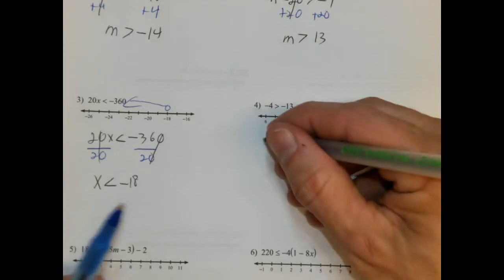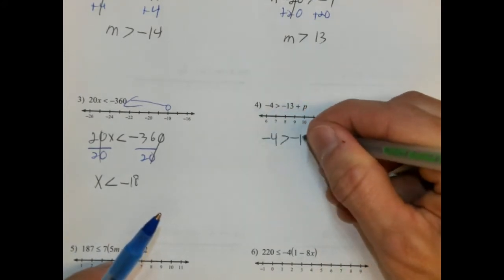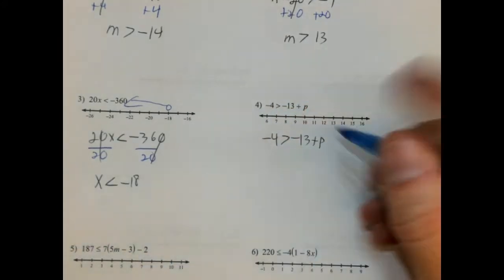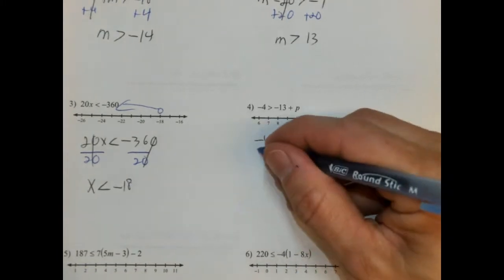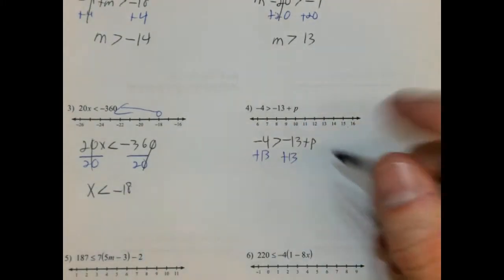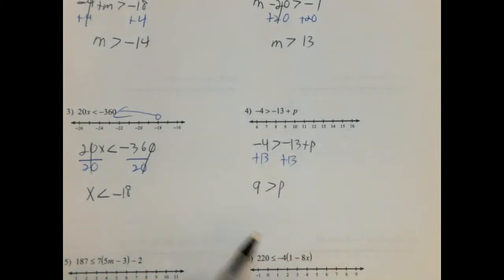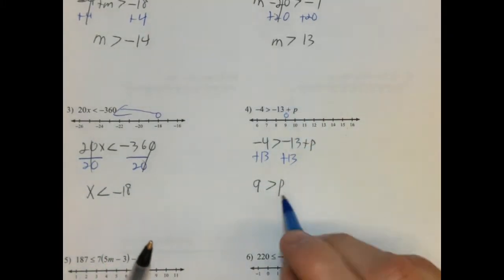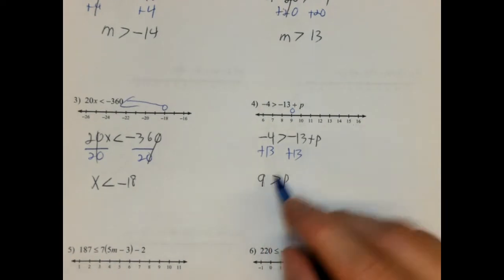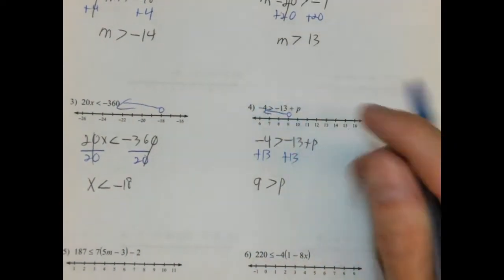Okay. So negative 4 is greater than negative 13 plus p. We're going to add 13 to both sides. That's our constant. Negative 4 plus 13 is going to be 9. 9 is greater than p. So above 9, we're going to have an open circle because it's non-inclusive. It says 9 is greater than p, which means p is less than 9. So if p is less than 9, you go to the left.